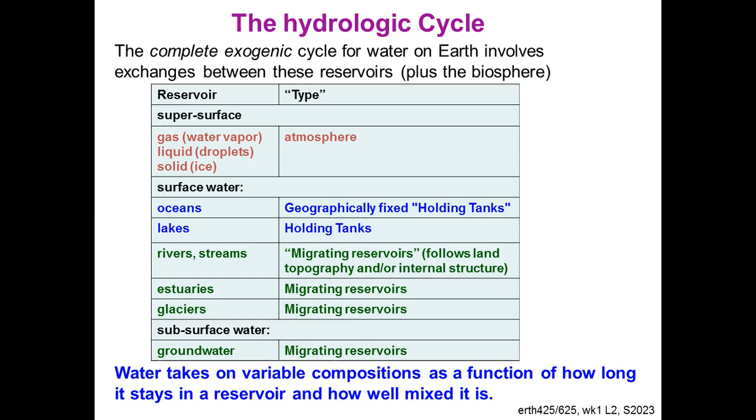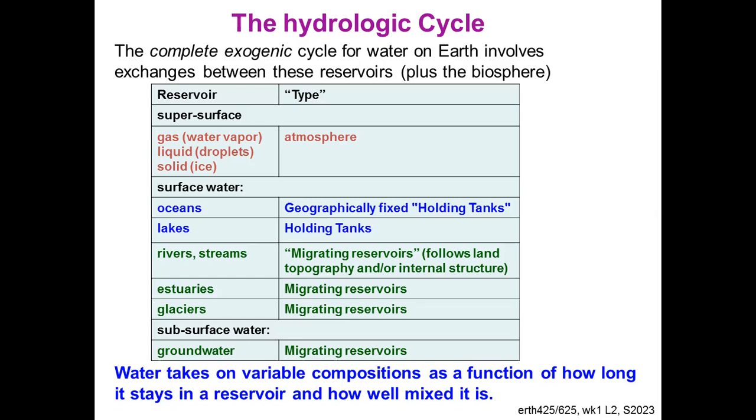It can also develop compositional attributes from that, but the main point is that water that's in a migrating reservoir typically represents a flux. It's not only carrying water, but all sorts of dissolved and particulate chemicals from one place to another. And these types of bodies of water represent a lot of the fluxes in the diagram that I showed you on the preceding slide. Whereas the holding tanks represent large reservoirs.